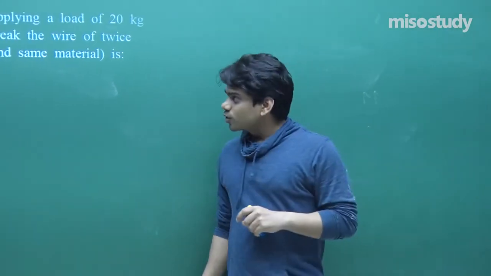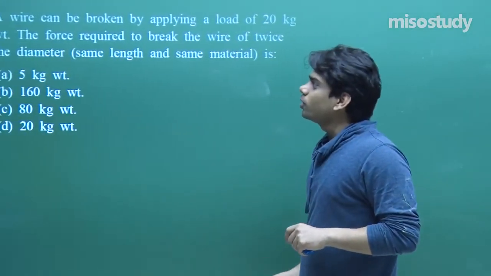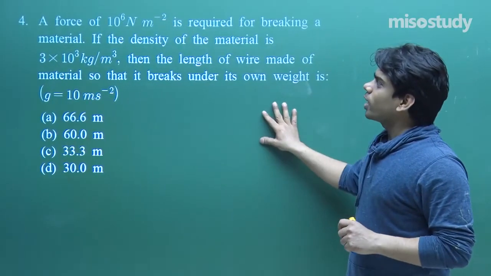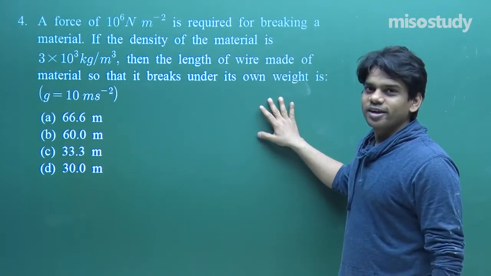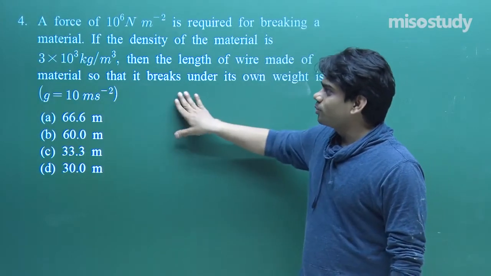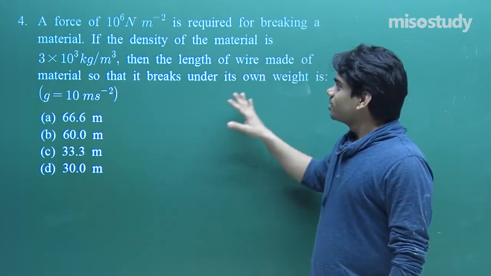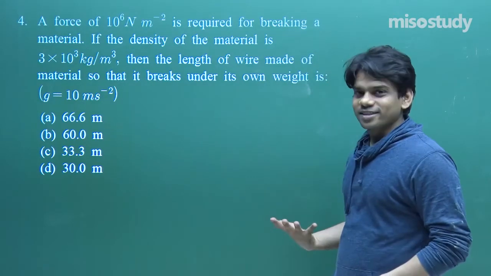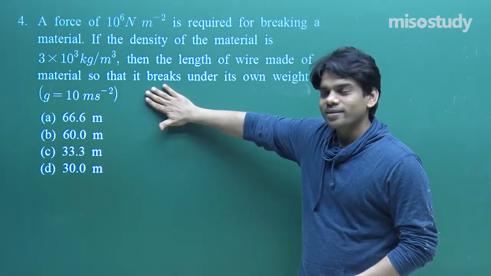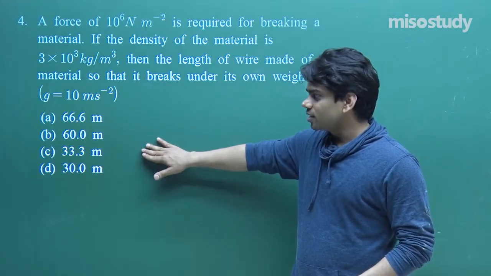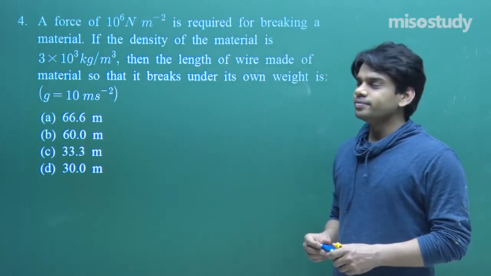Let's go ahead with the next question of the day. Question number 4. A force of 10 to power 6 Newton per square meter is required for breaking a material. Again, the breaking case is here. If the density of the material is 3 into 10 power 3 kg per cubic meter, then the length of wire made of material so that it breaks under its own weight, with g equals 10 meter per square second, is: A 66.6 meter, B 60 meter, C 33.3 meter, and D 30 meter.